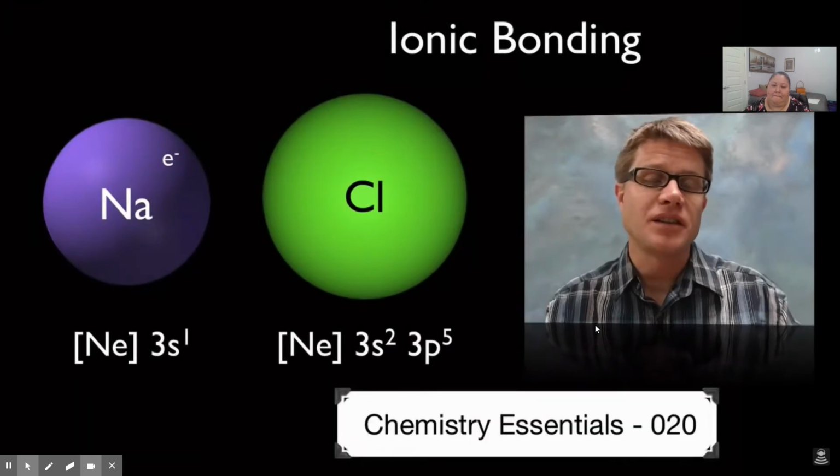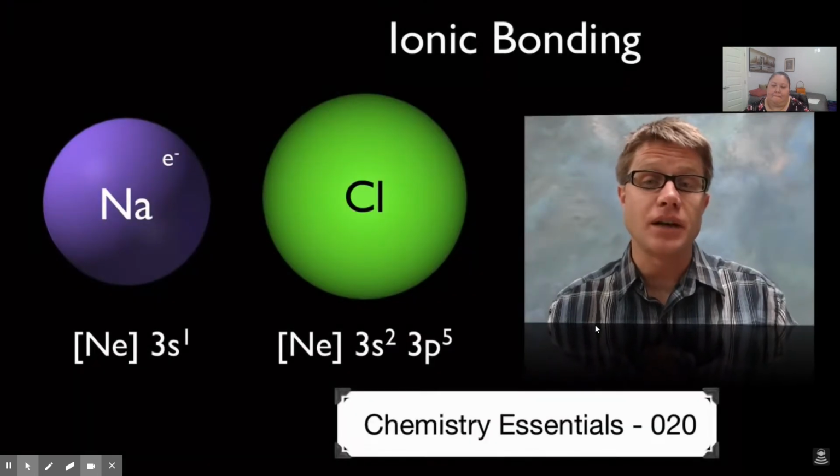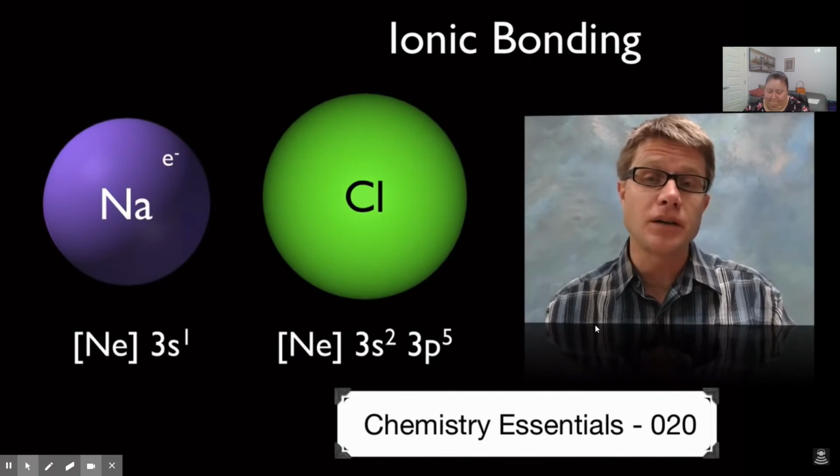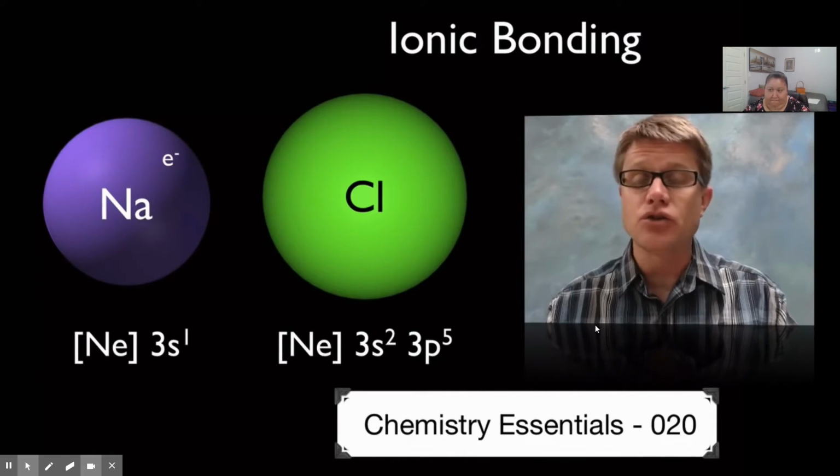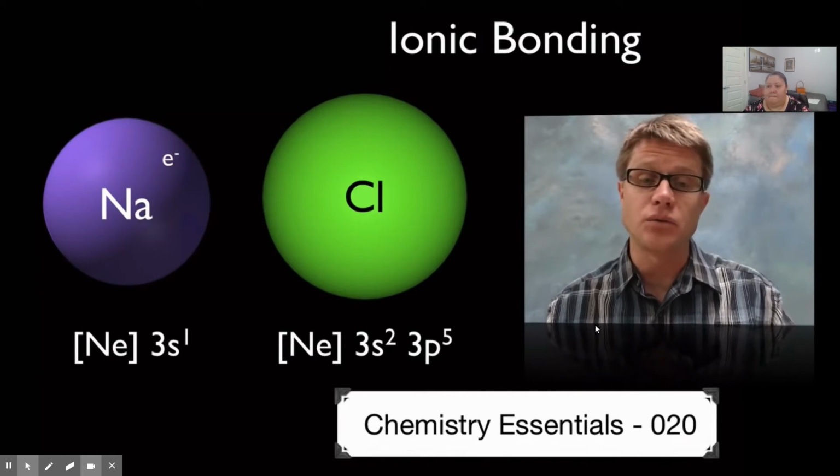Hi, it's Mr. Anderson, and this is Chemistry Essential Video 20. It's on ionic bonding. Remember, ionic bonding differs from covalent bonding. In covalent bonding, they're sharing the electrons. In ionic bonding, what you're doing is transferring the electron from one atom to another.